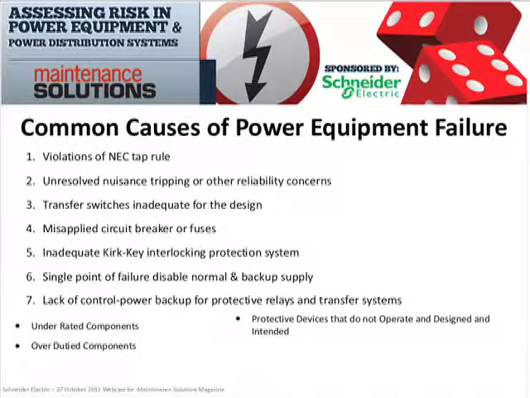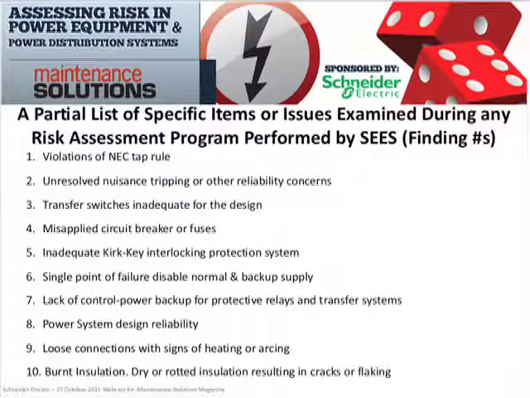I'm going to go through a list of 60 items. Actually, they're closer to 100, but I'm going to show you the 60 of the most common types of things that Schneider Electric performs and looks at during a risk assessment. We look at tap rule violations, a very common violation. Unresolved nuisance tripping of circuit breakers.